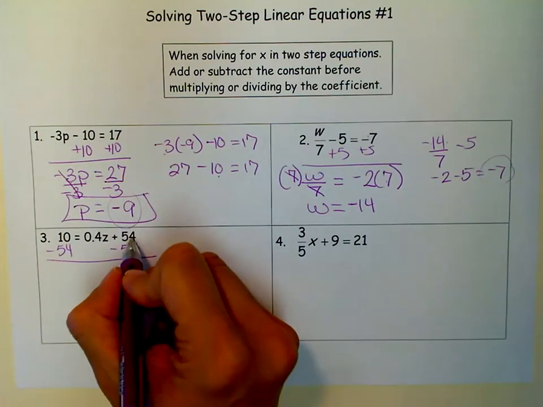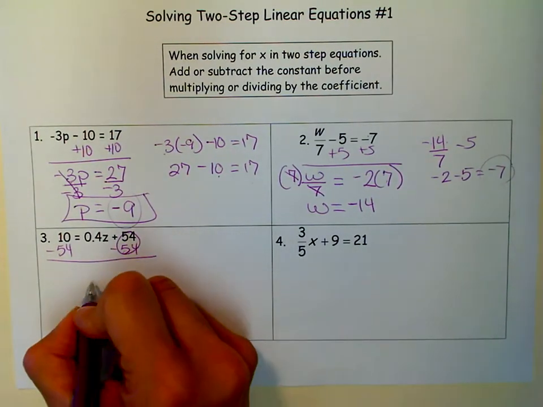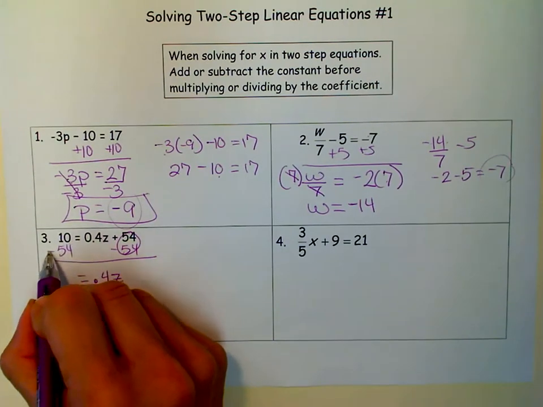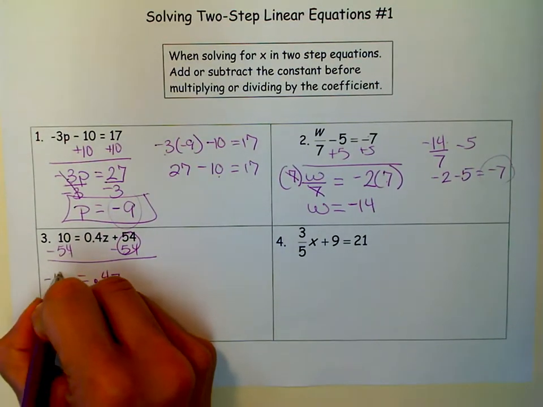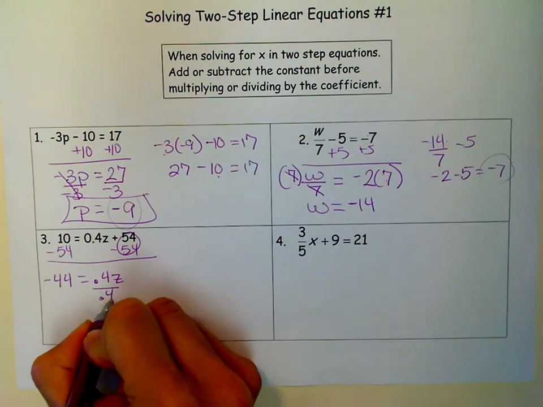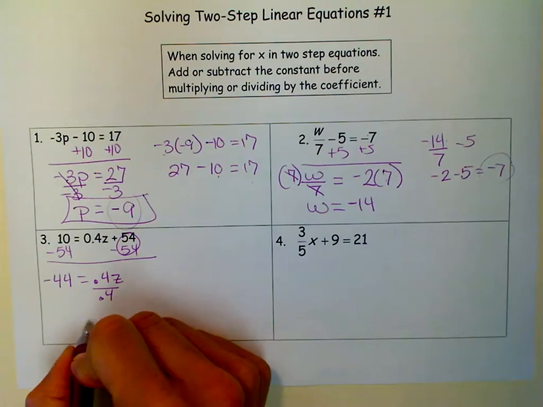Over here, I will get rid of the plus 54 by minusing 54. And when I minus 54 from 54, I get a 0, and 0.4z plus 0 is 0.4z. 10 minus 54 is negative 44. Now I'm going to divide, because I need to get rid of my coefficient of 0.4, and 0.4 divided by 0.4 gets me a z.